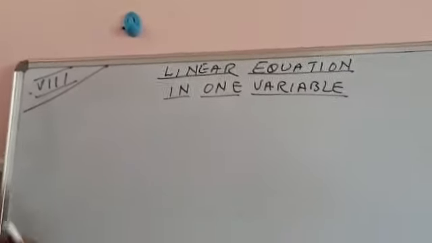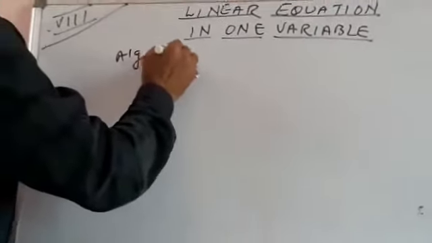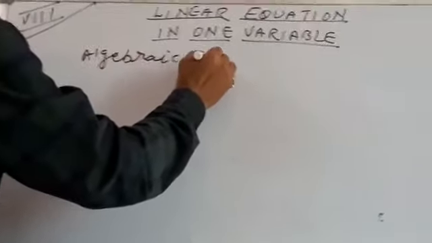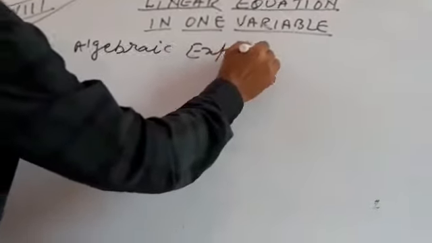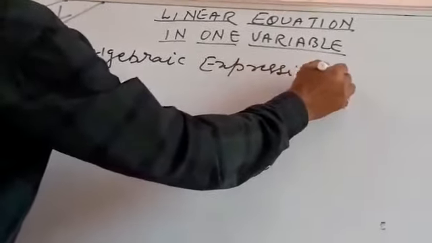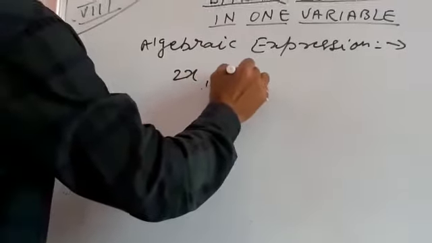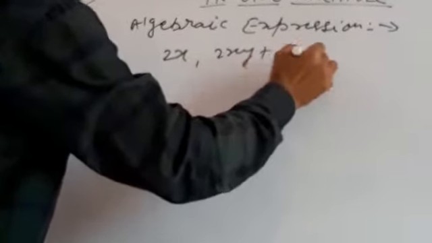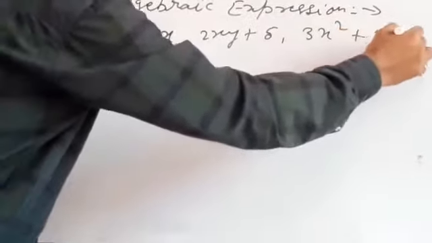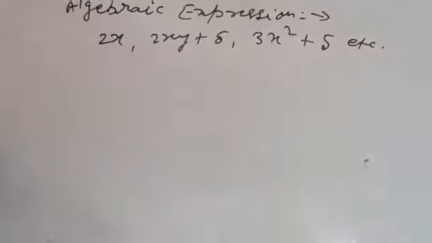Algebraic expression. What are the algebraic expressions? The very first, I'm writing here, algebraic expression. What do you mean by algebraic expression? An algebraic expression involves constants and variables, as for example 2xy plus 5, 3x square plus 5, and so on. These are examples of algebraic expression.